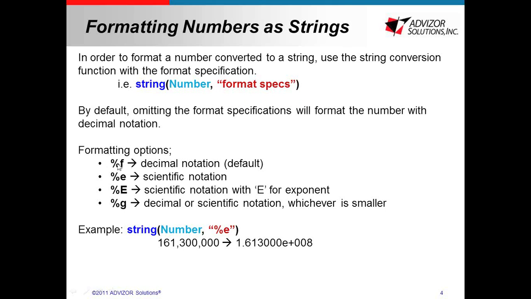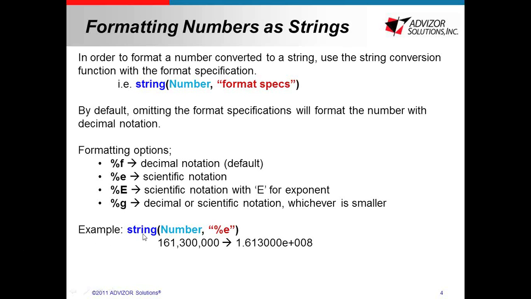Besides decimal notation, which if you add the format specification for that is just % lowercase f, you can also format the number to be displayed in scientific notation with a lowercase e, or scientific notation with a capital E for the exponent. Or lastly, you can use %g, which, depending on the value of each row, will put it into decimal notation or scientific notation, depending on which is smaller.